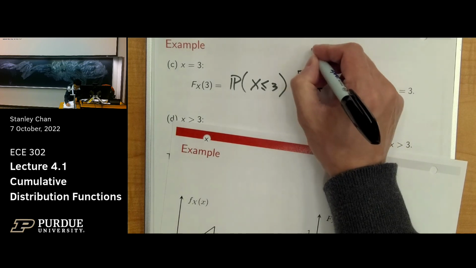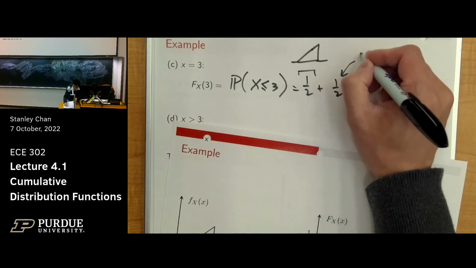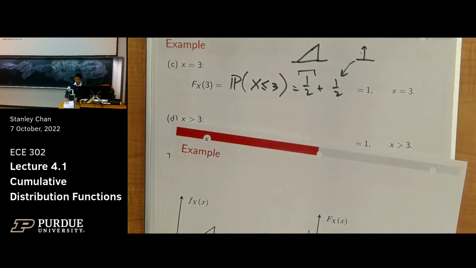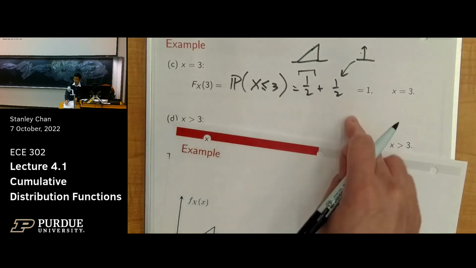This is coming from the triangle. This comes from the pulse. So 1/2 plus the other half, so that you can calculate this probability. That will give you 1.